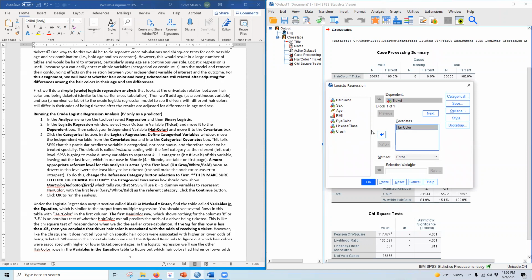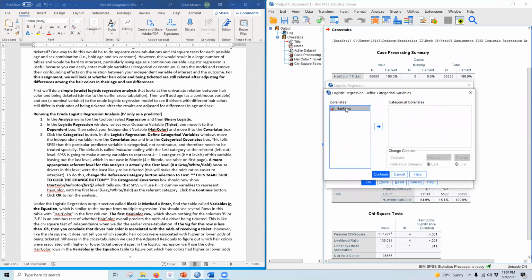And hair color is a categorical variable. So we have to tell SPSS to make dummy variables, right? So let's do that. We click categorical, we take hair color, we scooch it over, and note the default's last. Do we want last to be the variable we compare things to? Well, last I think is blonde, right? So we'd be comparing the odds of everyone getting a ticket compared to blondes. I think a better one is first level, which is 0, which was gray, white, bald. Remember, they're the lowest. So we're going to change this to first. And we're going to click change.